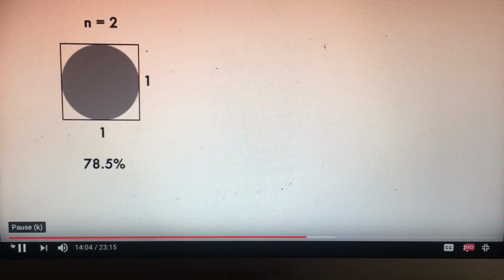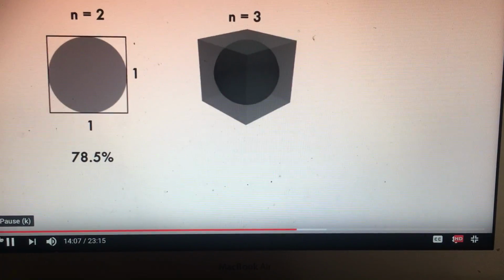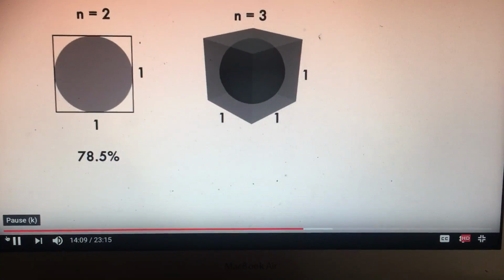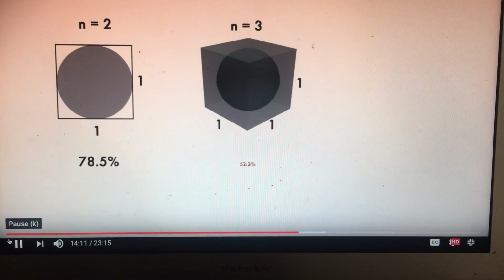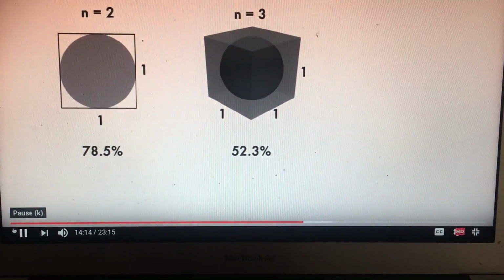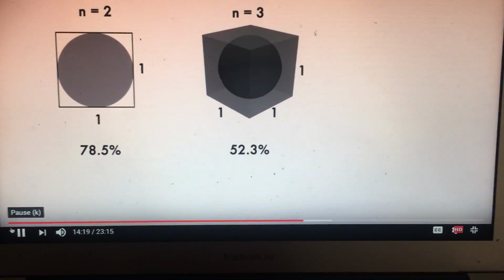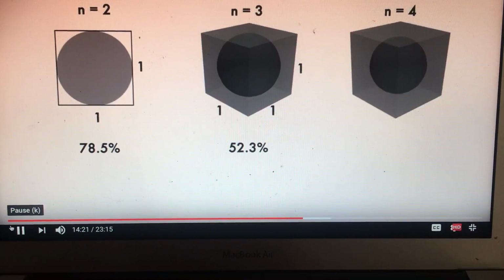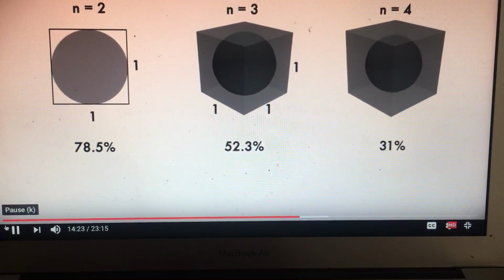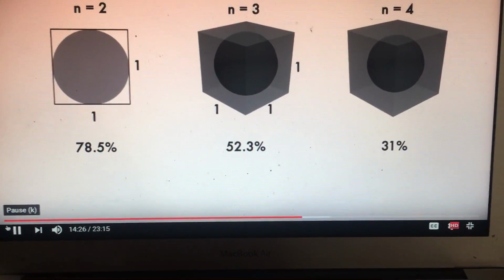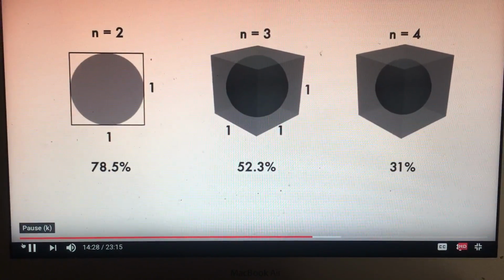In regards to 2 dimensions, let's say we perfectly rest a circle inside a square, which has side lengths of 1. Well, it turns out the circle takes up 78.5% of that square's area. When we move to 3 dimensions and put a sphere inside a cube, also with side lengths of 1, that sphere takes up only 52.3% of the volume. Adding the extra dimension decreased the ratio of those volumes. If we go to 4 dimensions and embed a hypersphere inside a hypercube, the sphere only takes up 31% of that volume.